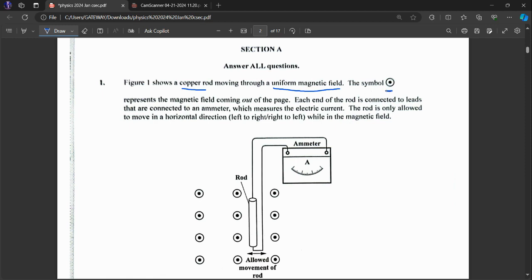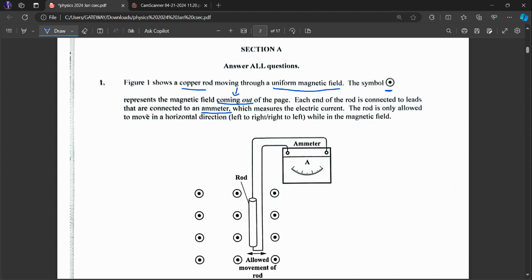This symbol here, the circle with the dots in the middle, represents the magnetic field coming out of the page. This is very important. The magnetic field is coming out of the page towards you, basically. Each end of the rod is connected to leads that are connected to an ammeter, which is used to measure current, as we know, the electric current.